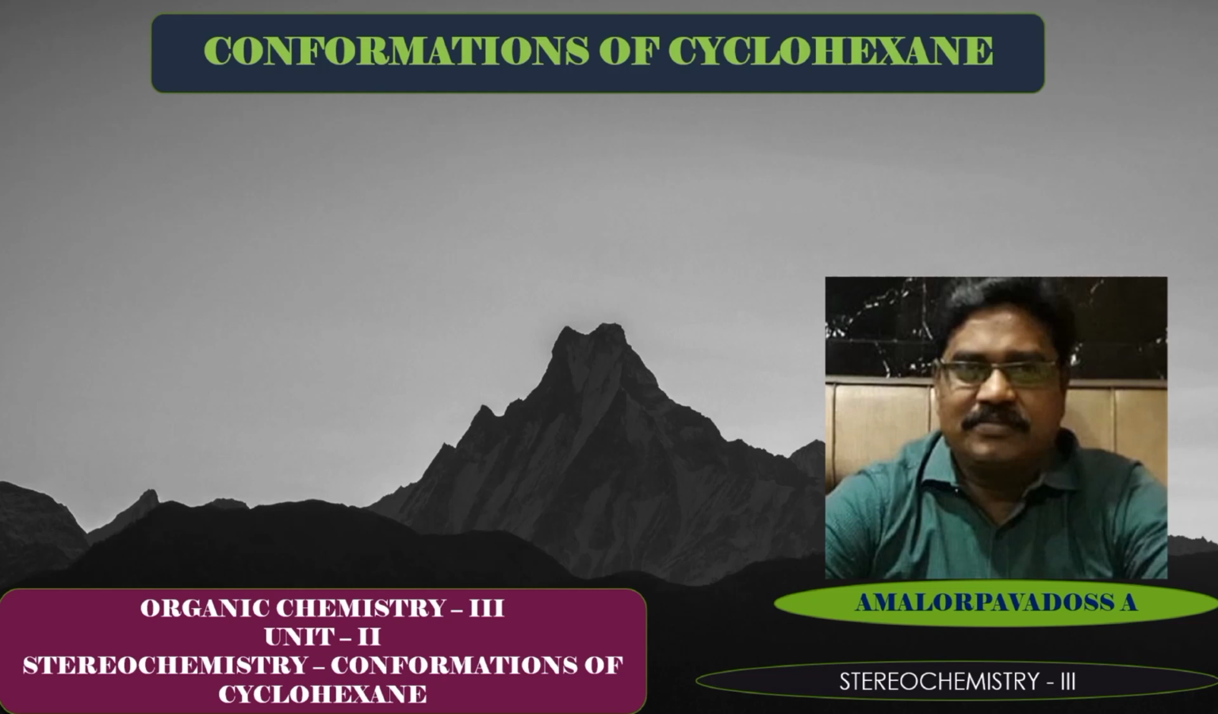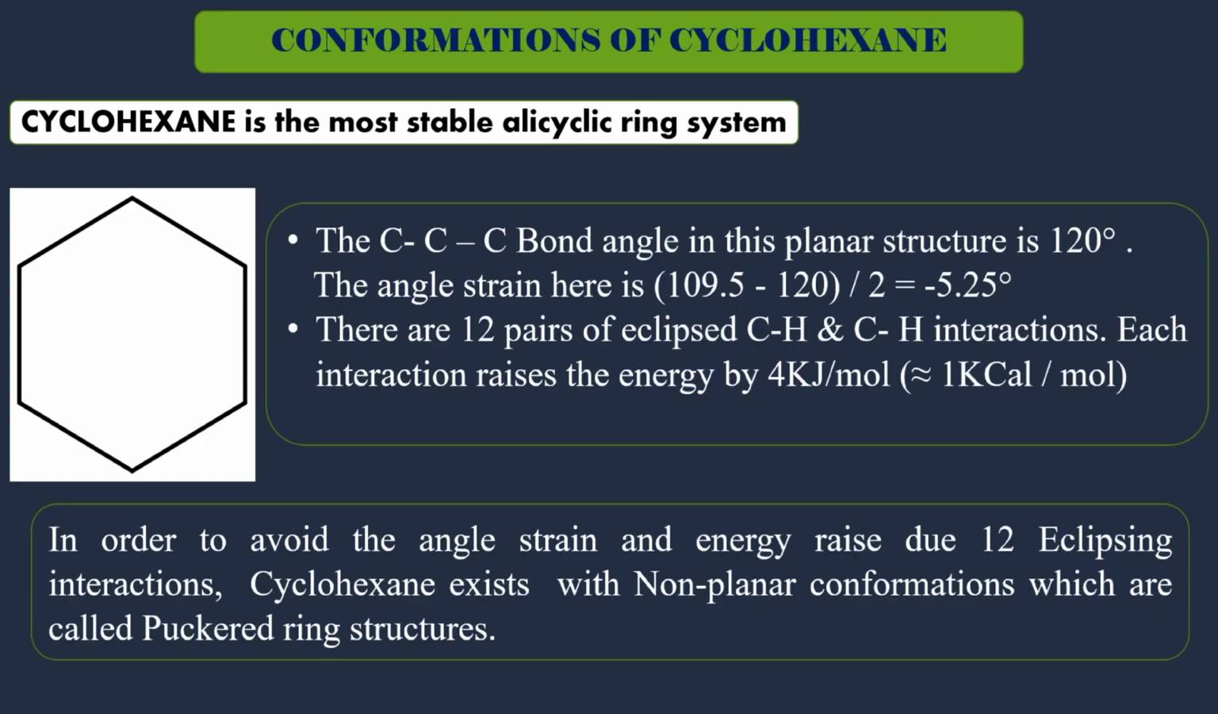Welcome all. This lecture is on conformations of cyclohexane. Cyclohexane is the most stable alicyclic ring system. If it exists in the planar form, then the angle between any two CC bonds will be 120 degrees.